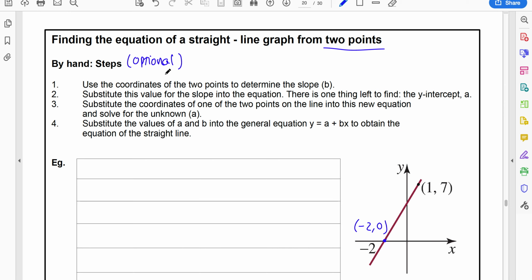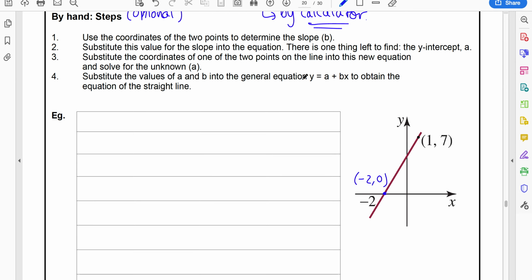Some of you might be able to do this very quickly by using the coordinates to get the slope and then doing a substitution into y equals a plus bx. You do that and then you can solve for a and then that can give you your equation. That is not going to be the preferred method for a lot of you. So what I'm going to show you is the calculator method instead. Okay, so optional, doing it by hand, but for a lot of you, calculator.